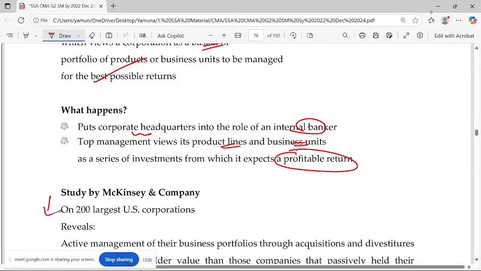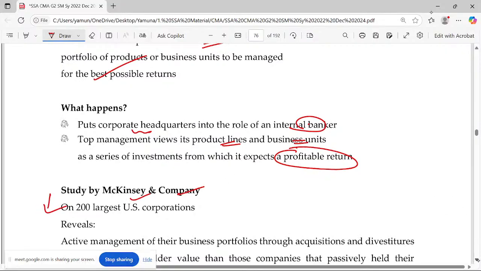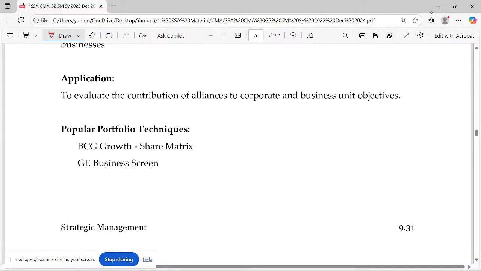So it's a study from McKinsey and Company. Okay, I'm not going line by line, so I'll go directly over here. Popular portfolio techniques, we're going to discuss two over here. One is the BCG growth and share matrix, and another one is the General Electric business screen. These are actually developed by them. Boston Consulting Group is BCG and General Electric is GE. This technique, this growth and share dimension, was brought by them, but still most organizations take this as an example and carry it forward.